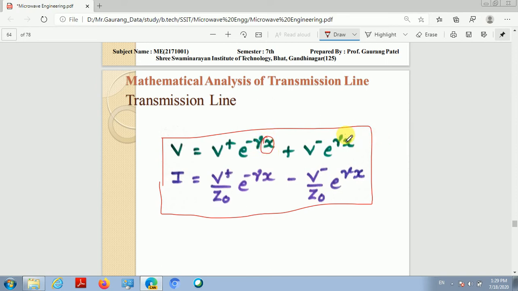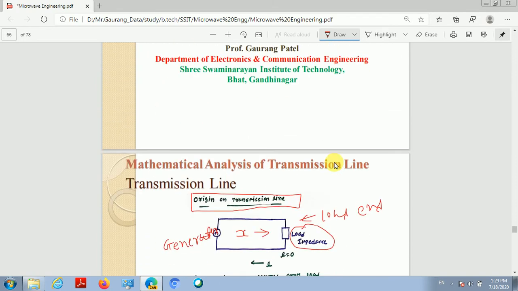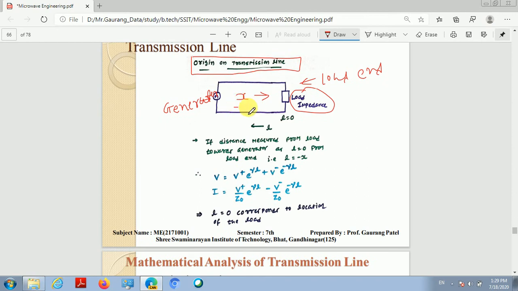You can see this is the positive x direction, that is from generator to load in this direction. Now what we will do, we will define the distance from load end to generator end. That is, this end is considered as L equal to 0.